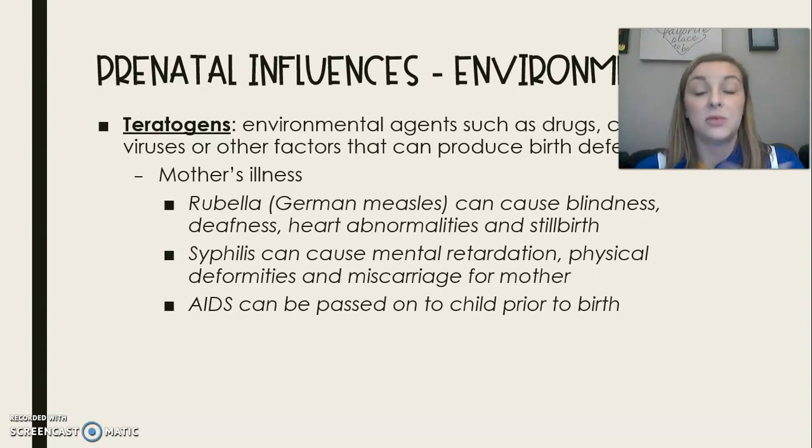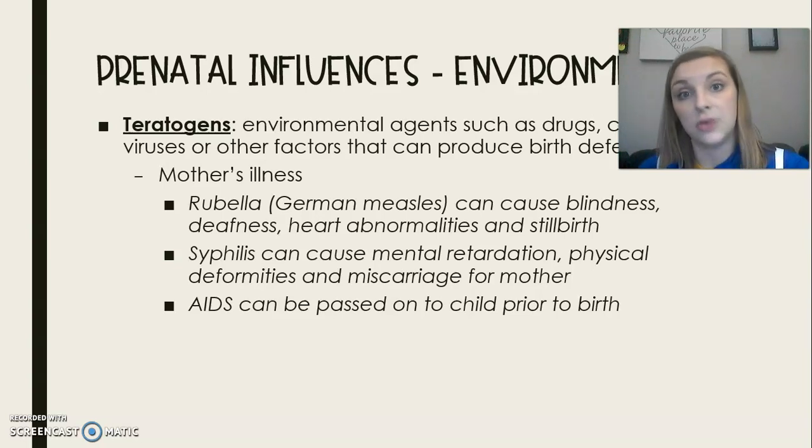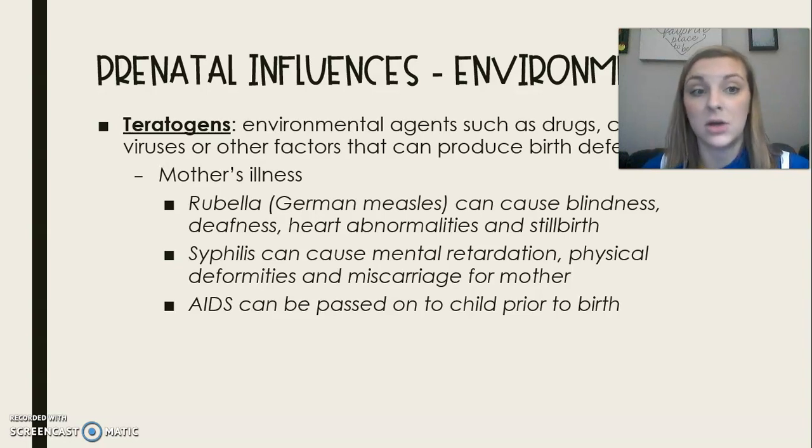Okay, the environment. We talked about teratogens a little bit before in our last video. However, we're going to talk a little bit more specifically. So teratogens are those environmental agents such as drugs, chemicals, viruses, or other factors that can produce birth defects. Okay, so remember we talked about stress, alcohol, drugs, illness. All of those things can produce birth defects.